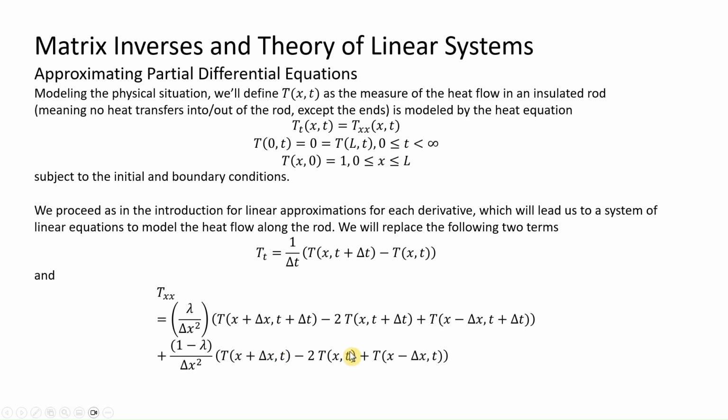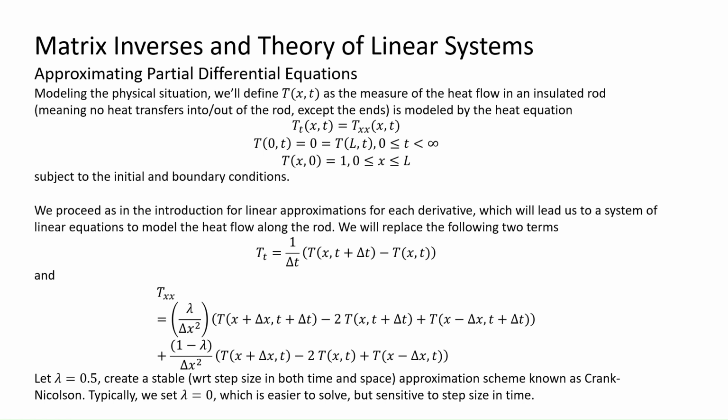All right, so with a little bit of cleverness and some algebra, we can actually make a scheme that is not so sensitive. It's what we call stable to that approximation, which is what we're doing here. So for us, we're going to let lambda equal 0.5, or 1/2. That's the Crank-Nicolson value. And so let's dive into that.